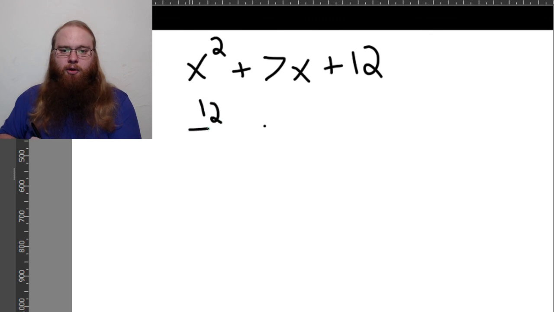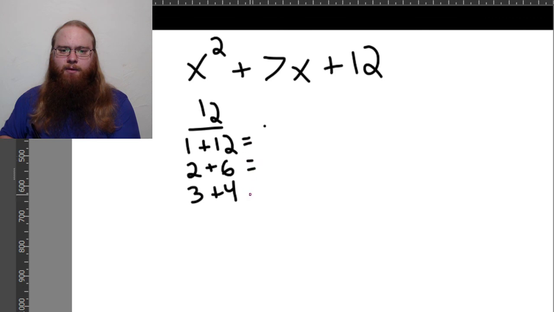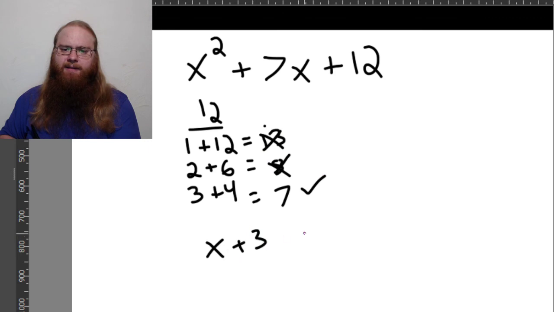Okay, so let's go over these. We can get 12 by doing 1 times 12, 2 times 6, or 3 times 4. We add these together, and we're going to get 13, 8, and 7. We're looking for 7. So our final answer will be x plus 3, x plus 4.